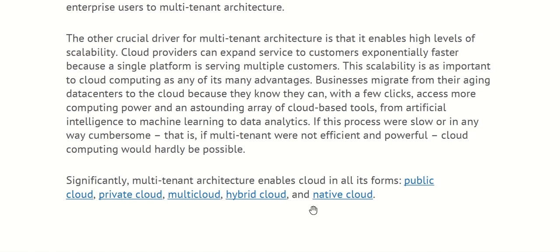So cloud providers can expand service to customers exponentially faster because a single platform is serving multiple customers. This scalability is as important to cloud computing as many of its other advantages. Businesses migrate from their aging data centers to the cloud because they know they can, with a few clicks, agreed, access more computing power and an astounding array of cloud-based tools. From artificial intelligence to machine learning to data analytics, if this process were slow or in any way cumbersome, that is, if multi-tenant were not efficient and powerful, cloud computing would hardly be possible today, guys. Okay.